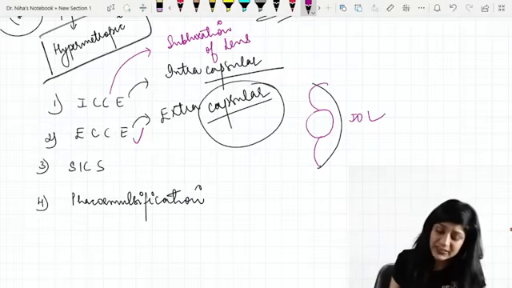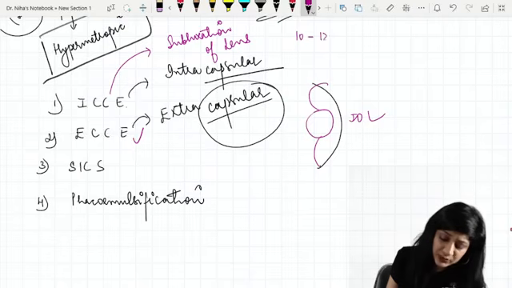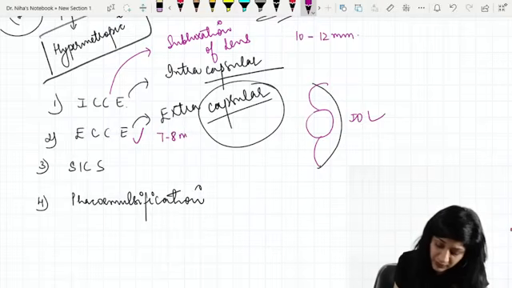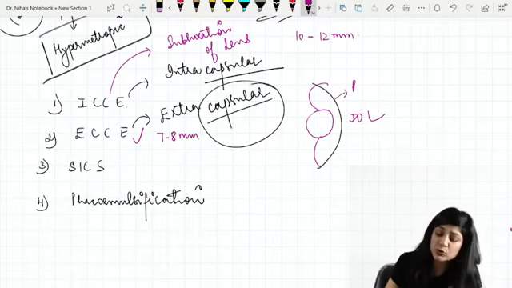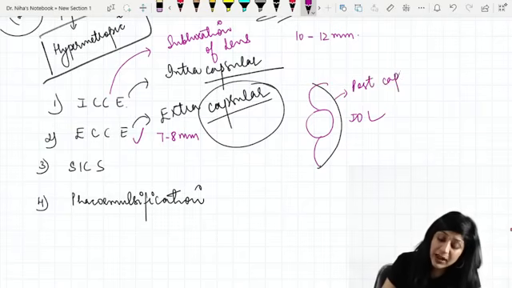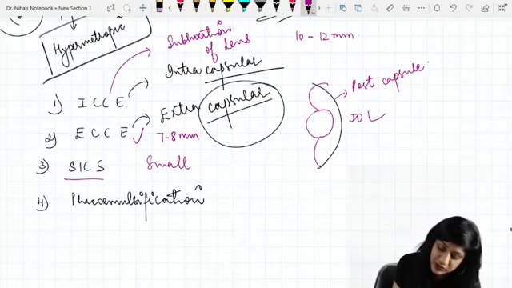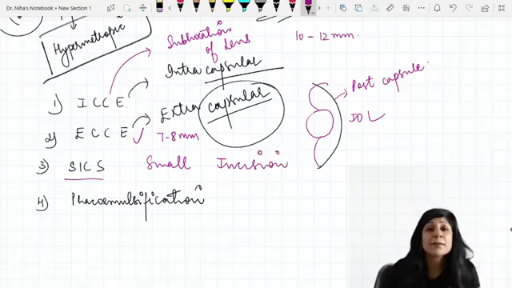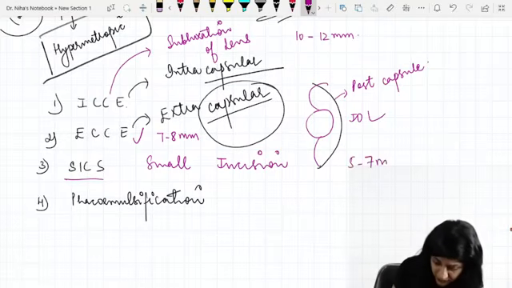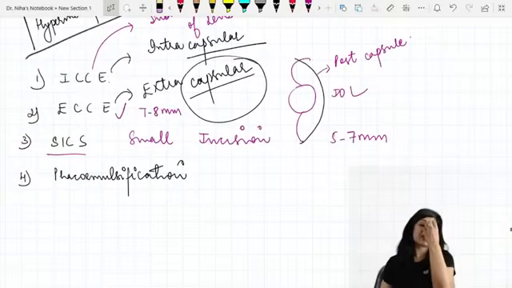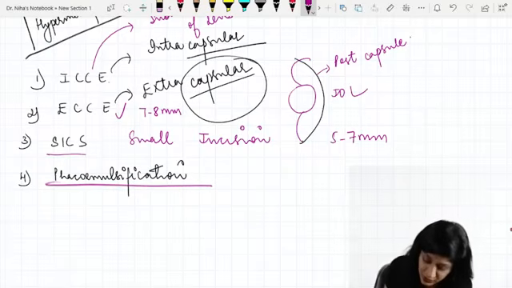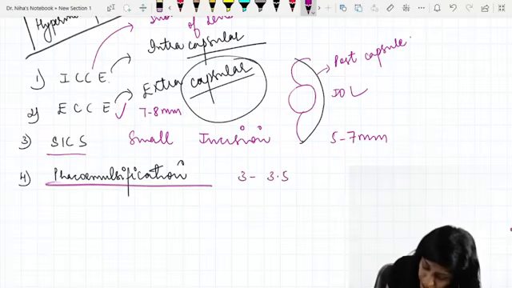So in ICCE, the incision size is also very large. It is 10 to 12 mm. So what we are doing nowadays is ECCE, where we have 7 to 8 mm, and we are actually leaving this posterior capsule also over which I can implant my IOL, right? Then SICS is small incision cataract surgery, where you are giving a much smaller incision. It is 5 to 7 mm. So basically my purpose is that we are going towards the sutureless surgeries. And finally the most advanced is the phacoemulsification, where you are doing only 3 to 3.5 mm.